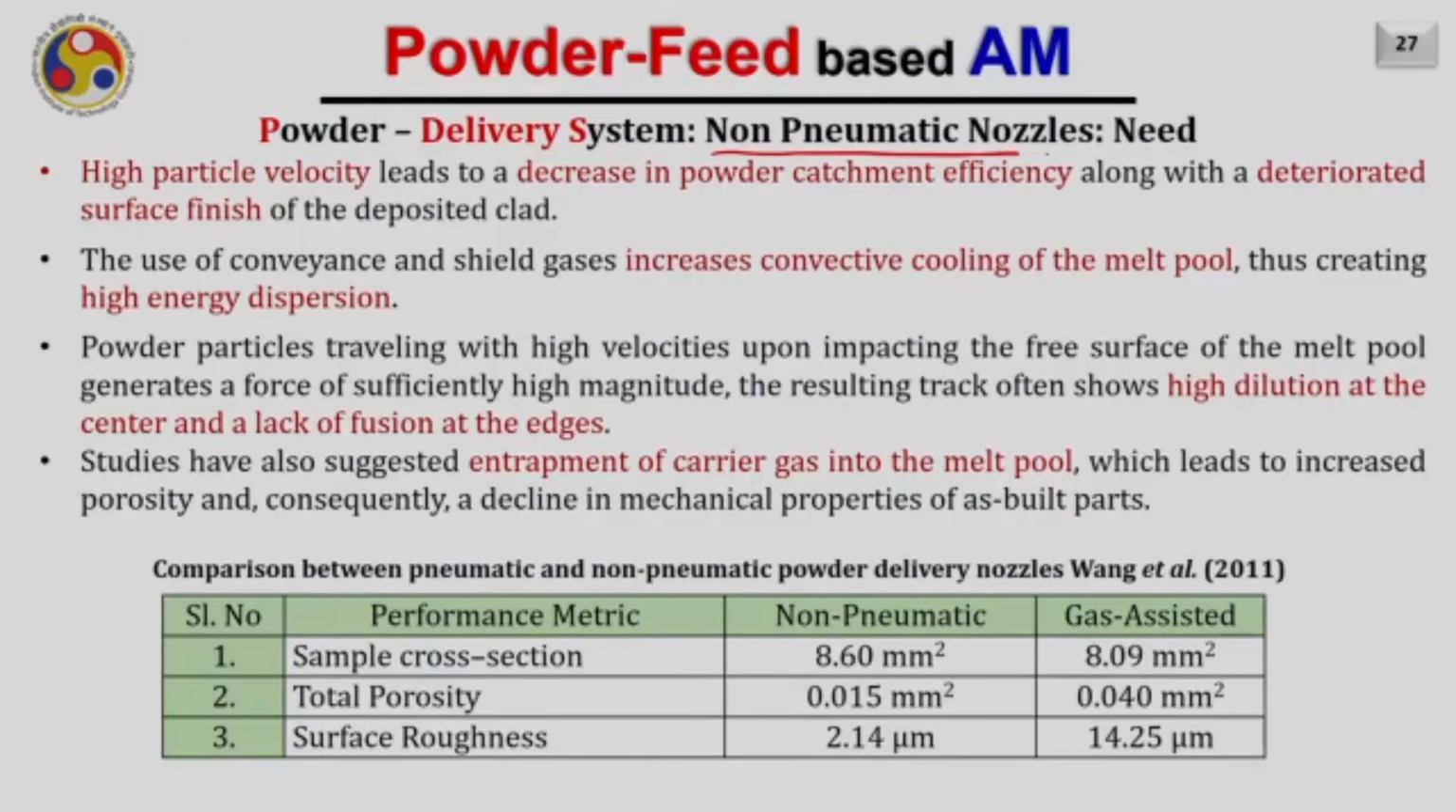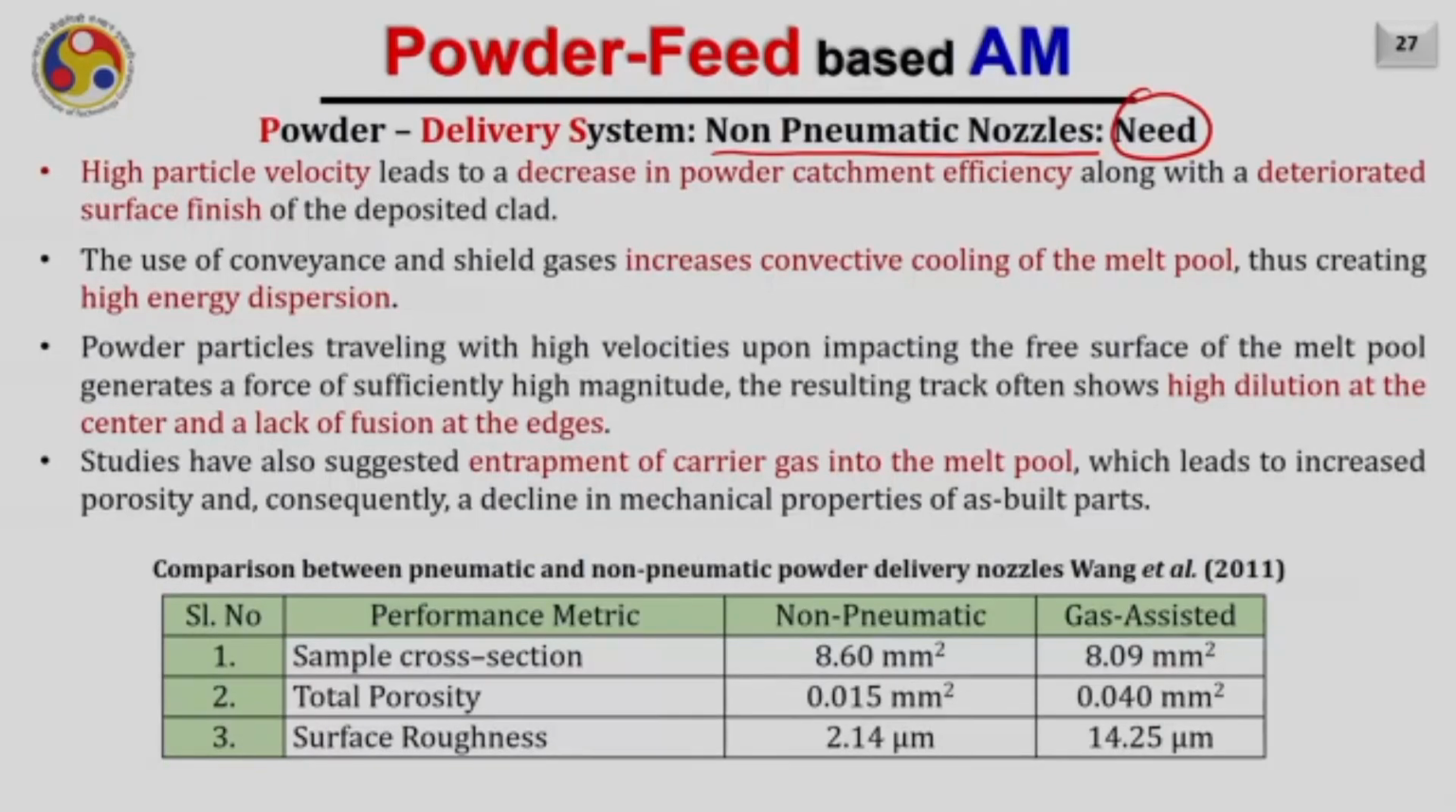Now let us discuss a little bit about some non-pneumatic nozzles for delivering the powder. First of all, let us discuss what is the need of it at all. The high velocity of the powder particles leads to a decrease in powder catchment efficiency, along with a deteriorated surface roughness or surface finish of the top deposited bead also. The use of conveyance and shield gases increases the convective cooling of the molten pool also, thus creating high energy dispersion. So as we have seen already, many gas passes are usually used in the case of coaxial nozzle.